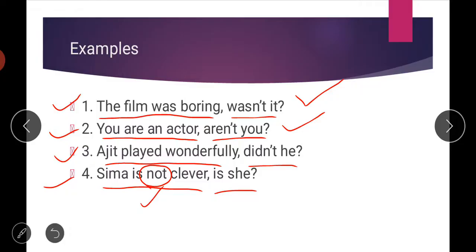So in case our statement is negative, when our statements consist of words like do not, did not, these kinds of words, then we will simply use a positive tag, is she, or depending upon the nature of that sentence. So one thing that you have to remember is that for negative statements you have to use positive tags, and for positive statements you have to use negative tags.